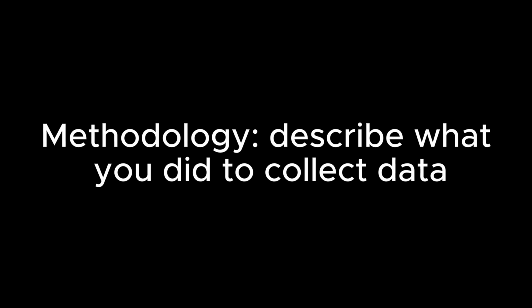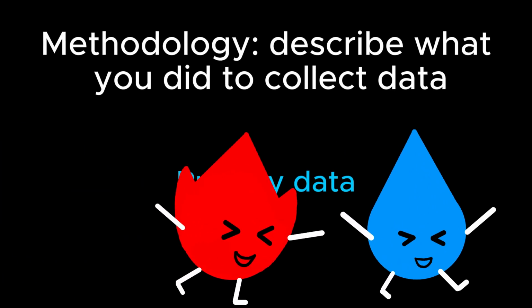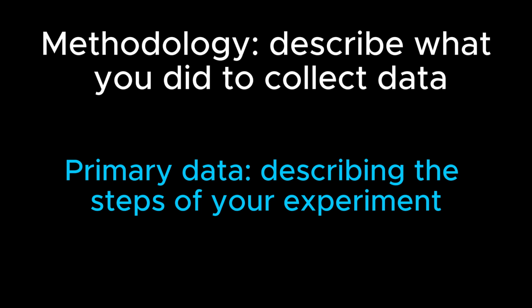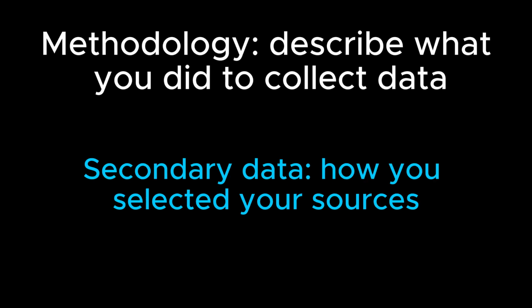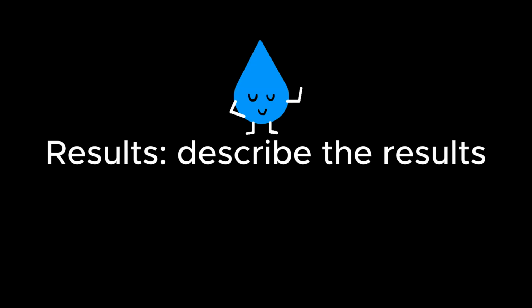The methodology is where you describe what you did to collect data. In the case of primary data, this may mean describing the steps of your experiment. In the case of secondary data, this means how exactly you selected your sources. In the results part, you describe the results, so that is the numbers and the graphs. You can identify trends. However, you don't interpret it in the context of the question just yet.